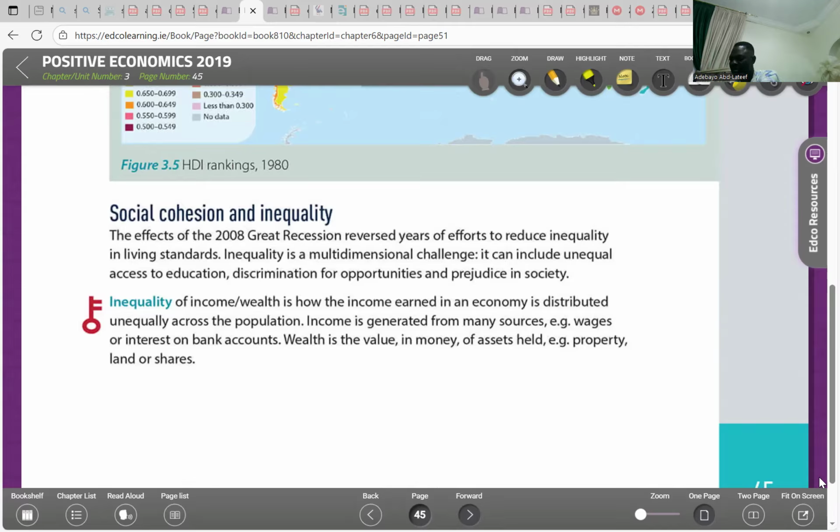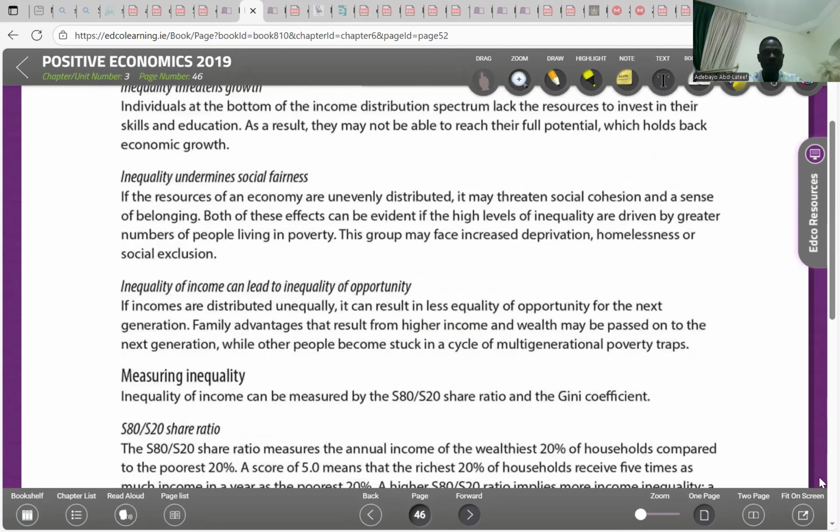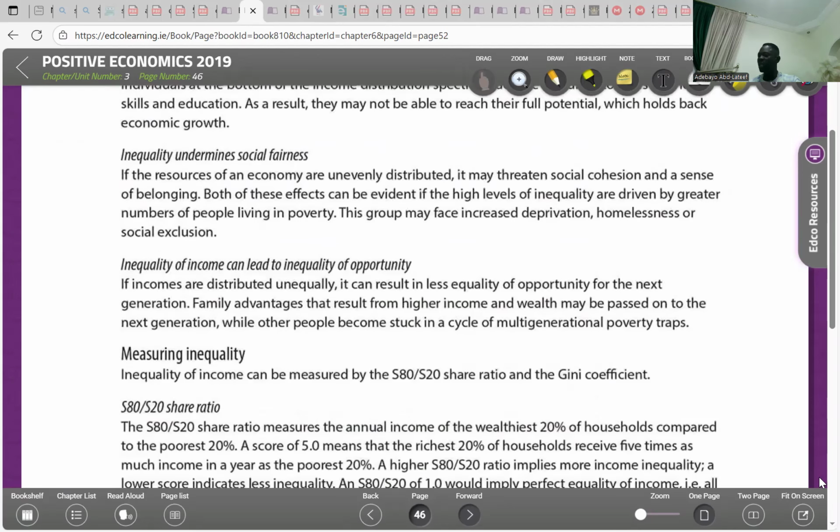So what are the effects of inequality? When there's inequality in the country, how does it affect the country? Number one, it reduces the growth of an economy as people will lack resources to be educated and skilled. So I'm going to explain that now. Because income is not equal, some people do not have income. Because they don't have income, it means they cannot have access to education, because education is expensive.